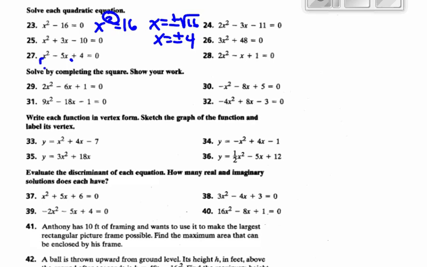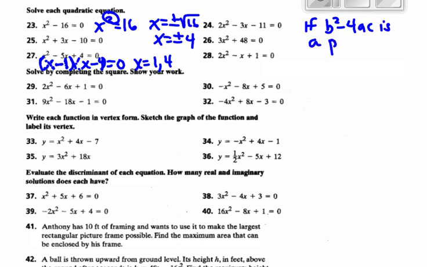This right here, you could factor that if you wanted to. x minus 1, x minus 4. If you factor that, then you set each factor equal to 0. So then you get x equals 1, or x equals 4. 1 or 4, there's your 2 answers. Don't forget, if it doesn't come out nicely, so how do I know if it's going to factor? If b squared minus 4ac is a perfect square.